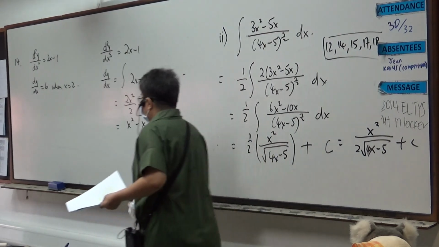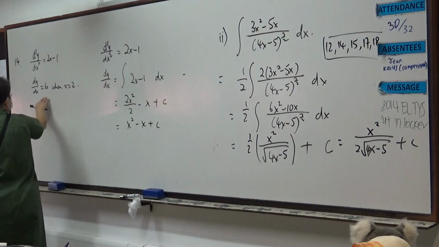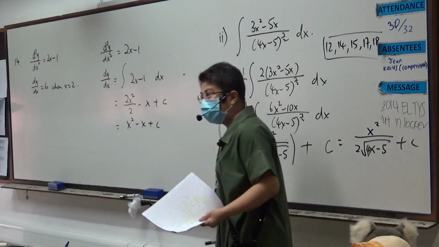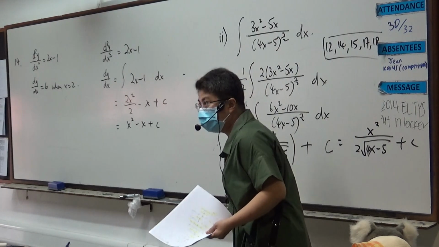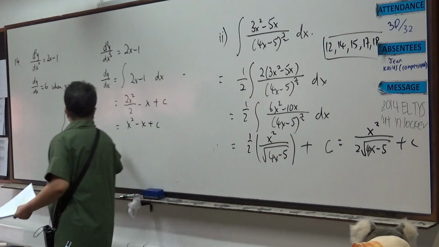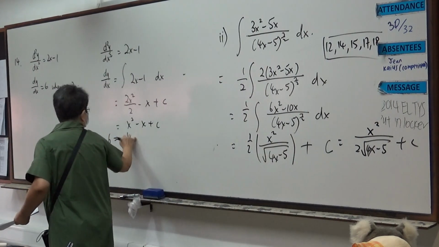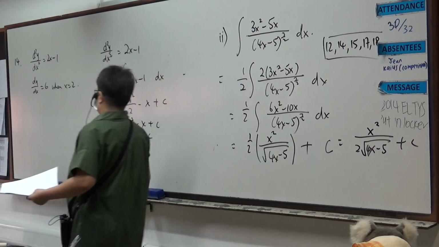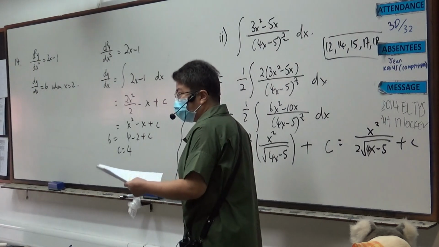Now the question says what? dy/dx is 6 when x is 2. What do you think they want us to find? They want us to find c, correct? So we will have 6 equals 4 minus 2 plus c. C will be equal to 4. Can you see it now?